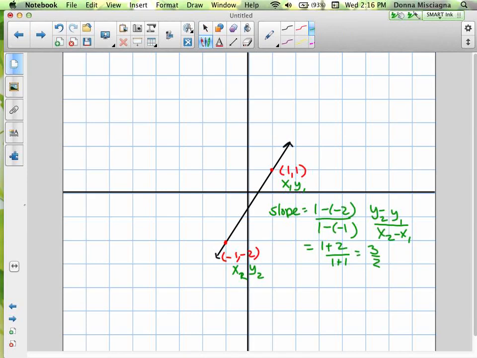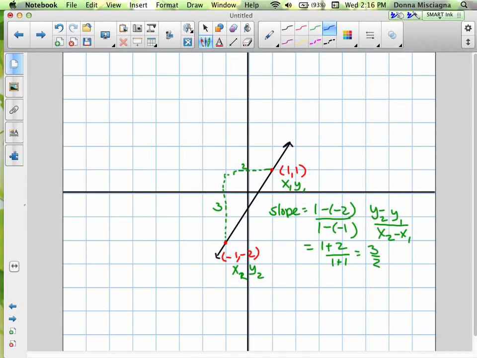And we can count that up 1, 2, 3, to the right 2. That is the slope 3/2. So it doesn't matter which way you do it. All right, so now we can write the equation of that line in point slope form. I'm going to use this point, the 1, 1.